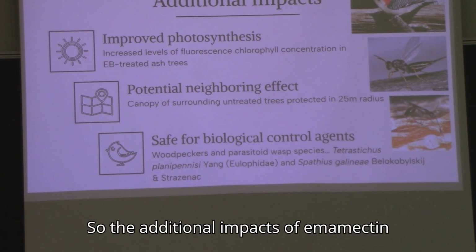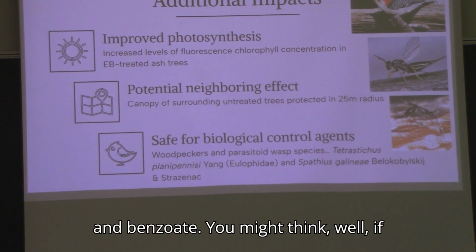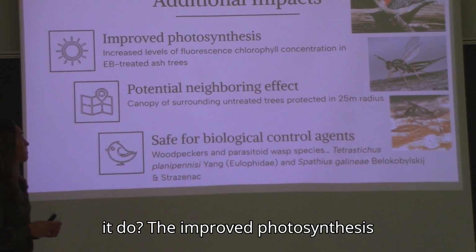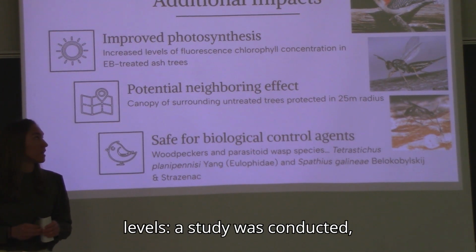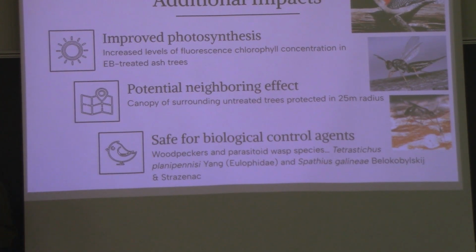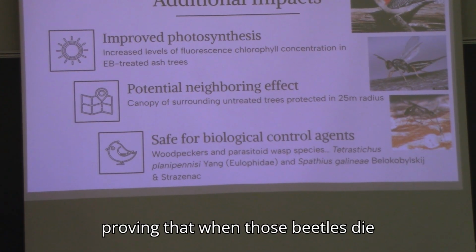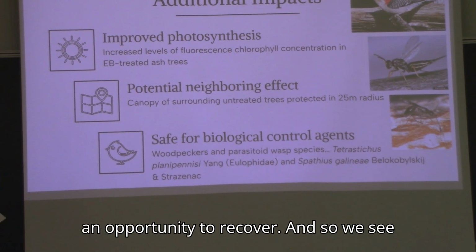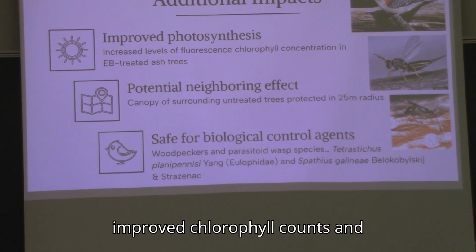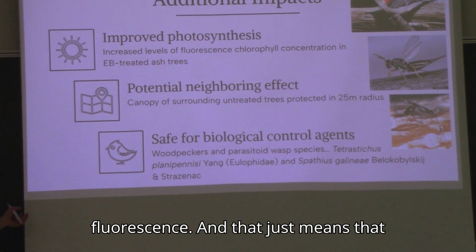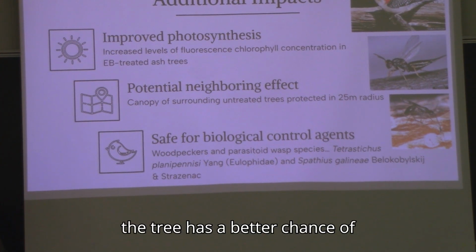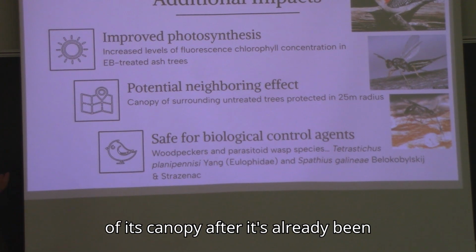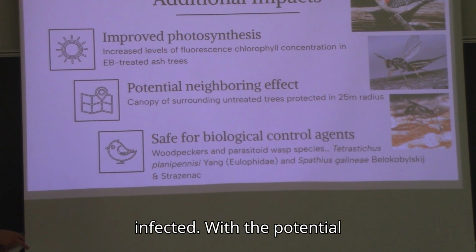So the additional impacts of emamectin benzoate: you might think, well, if it's killing the beetles, what else will it do? Improved photosynthesis levels. The study was conducted proving that when those beetles die, the tree actually gets an opportunity to recover, and so we see improved chlorophyll counts and fluorescence, and that just means that the tree has a better chance of photosynthesizing and regaining control of its canopy after it's already been infected.